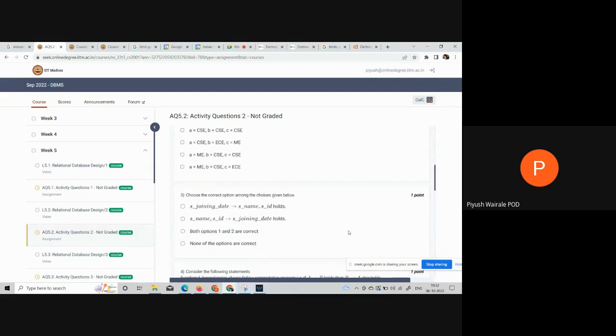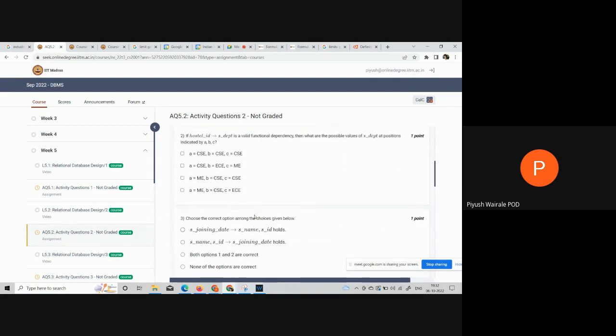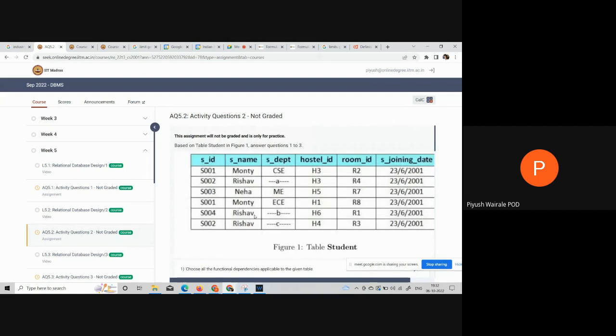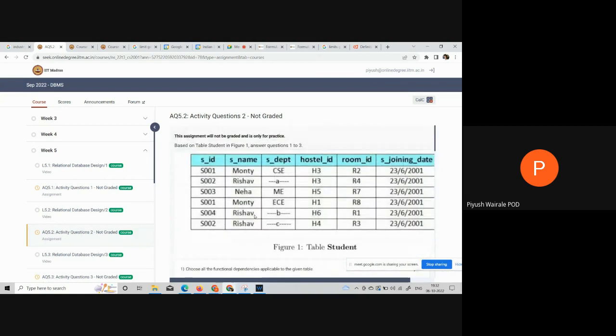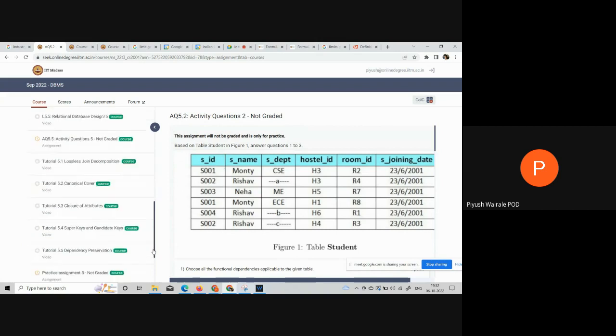And what are the correct options? Okay, we can check this again. Please solve all the activity questions. It is easier. Whatever we have discussed today, you should be able to solve this. And we have a few tutorials also. Any doubt in this week 5?